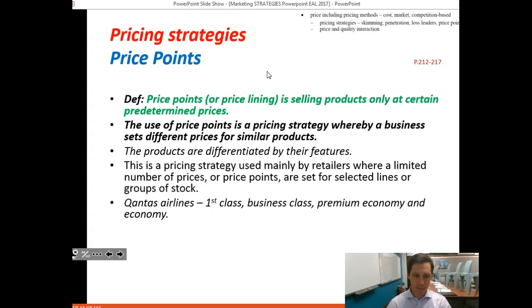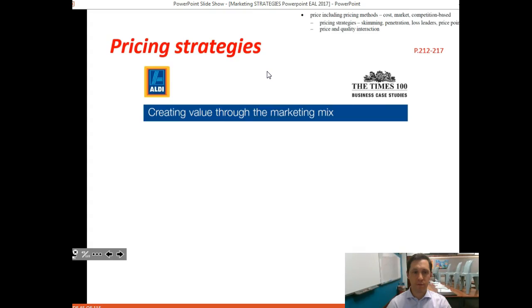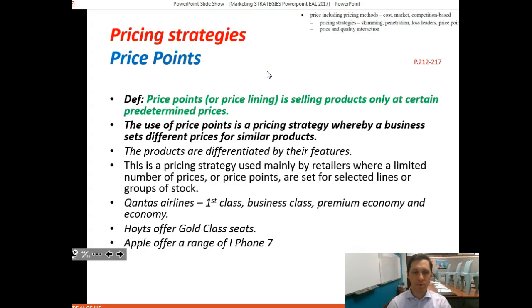So for example, Qantas Airlines has price points for first class, for business class, for premium economy, and for economy. Hoyts has gold class seats, and then it's got other seats, your standard seat. Apple offers a range of iPhone 7s, for example. So they are all different price points at predetermined prices for similar products, but different products.